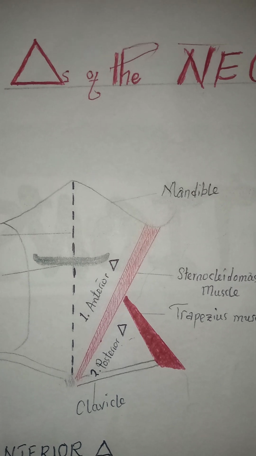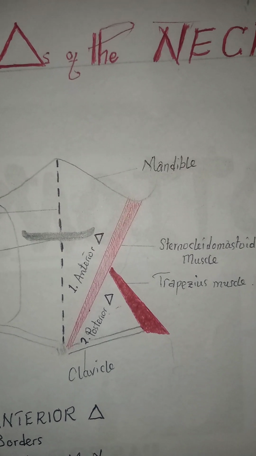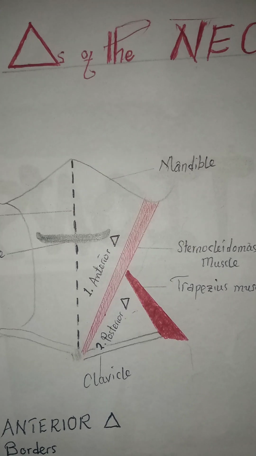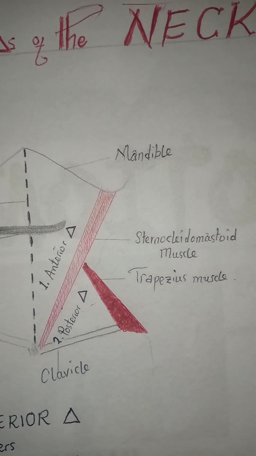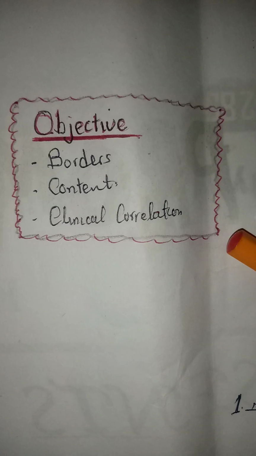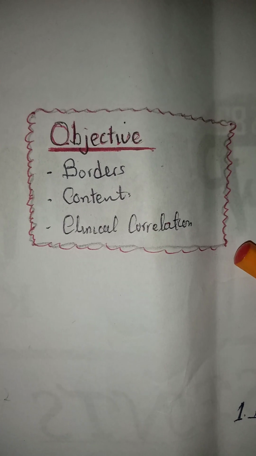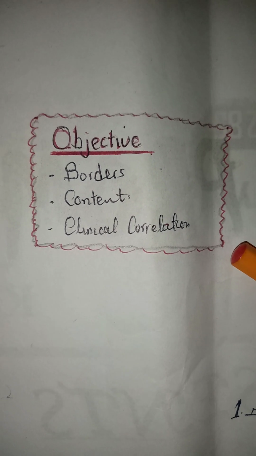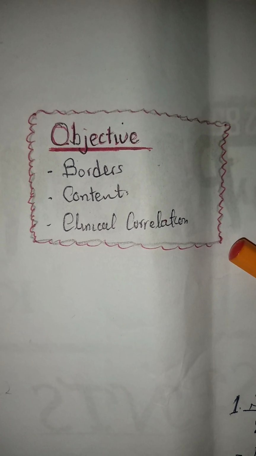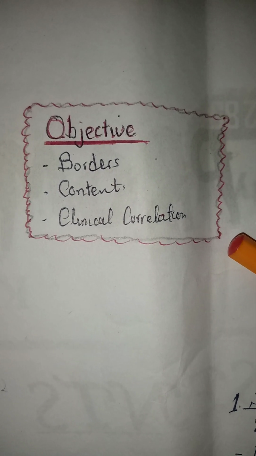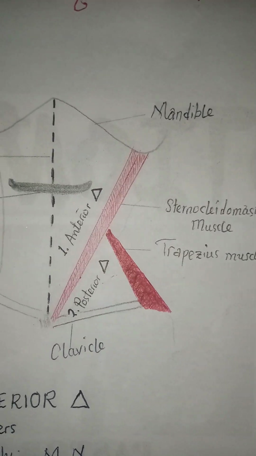Okay, so in today's video we're going to look at the triangles of the neck. Before we get started, let's remind ourselves of our main objective. Our objective will be talking about the borders throughout the video, the content, and then we wrap up everything by adding applied anatomy at the end. So let's get started without wasting much of the time.